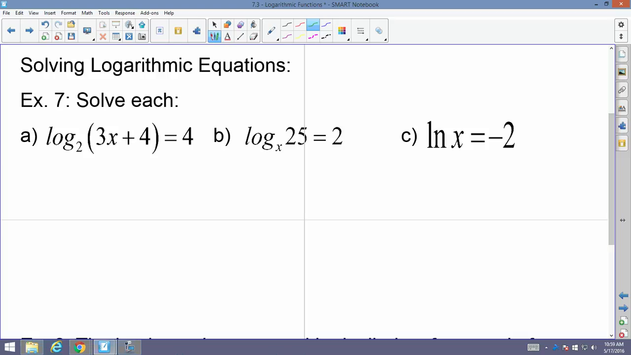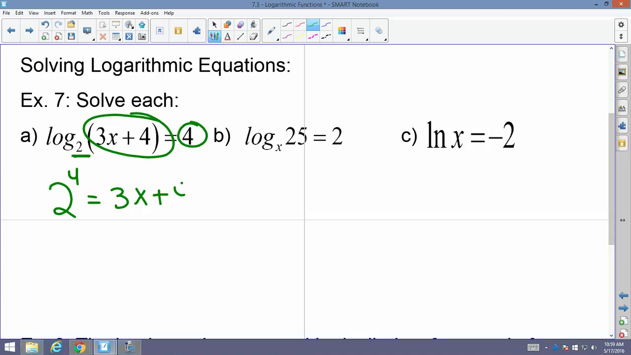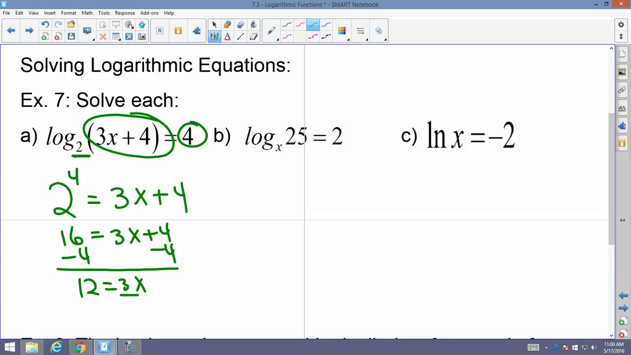Please don't freak out. Remember, this is log base b to the exponent equals the answer, right? So literally, rewrite it: 2 to the 4th power equals 3x plus 4. That's it. 2, 4, 8, 16. So this is 16 equals 3x plus 4. Subtract 4 from both sides: 12 equals 3x. Divide by 3, x equals 4.